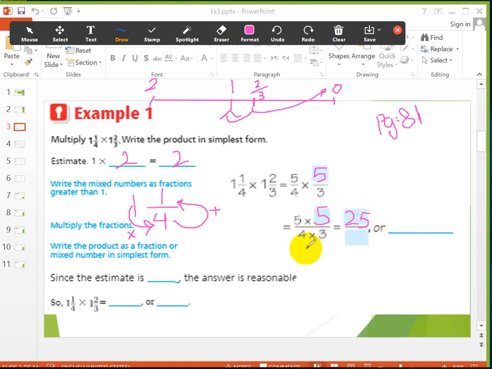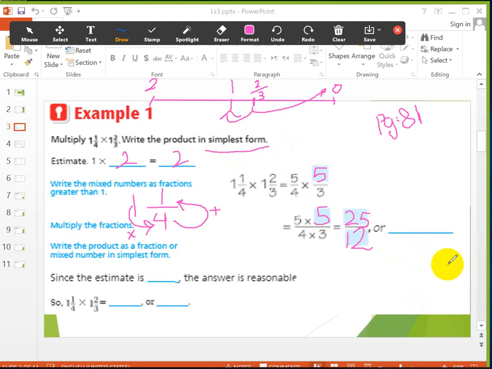3 multiply 4 equals what? 3 multiply 4 equals 13. Oh, sorry, not 13, 12. Now, the answer is 25 over 12. Here, if you have this answer, I have to write it in simplest form, as is written here, in the simplest form.